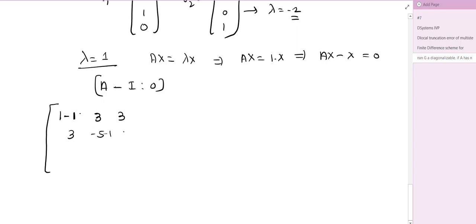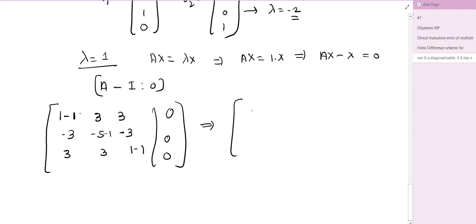This is, and then 3, 3, 1, minus 1. So this is the matrix which you are getting, which you have to augment with 0, 0. So now this implies you'll get here 0, 3, 3, minus 3, minus 6, minus 3. So 3, 3, 0.